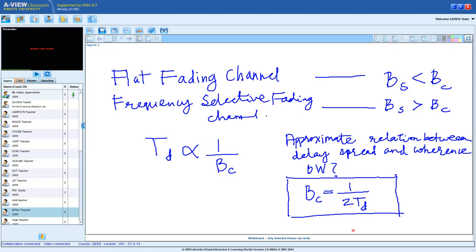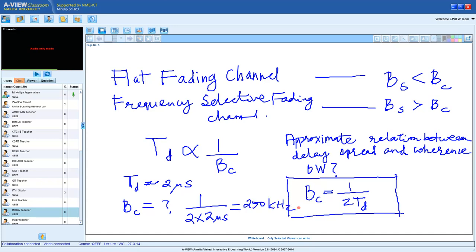Therefore, we also calculated the coherence bandwidth of a typical channel. TD is approximately 2 microseconds for outdoor channels. Therefore, what is the value of BC? Does anyone remember? That is exactly correct. That is 1 over 2 times 2 microseconds, which equals 250 kilohertz. For outdoor channels, the coherence bandwidth is approximately 200 to 300 kilohertz.